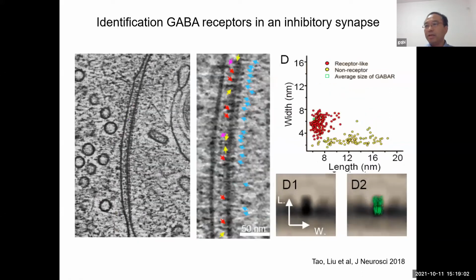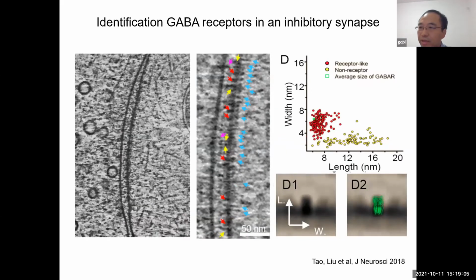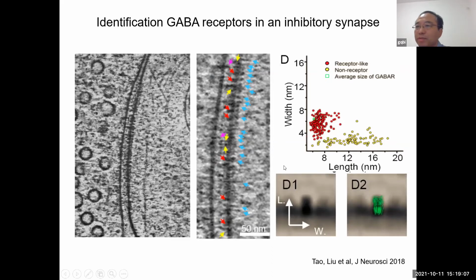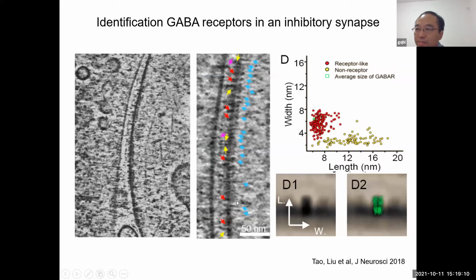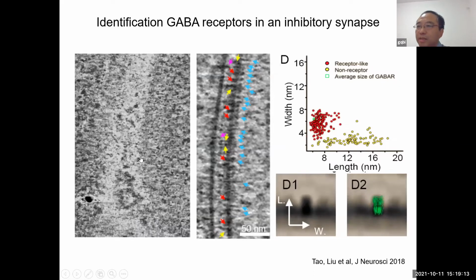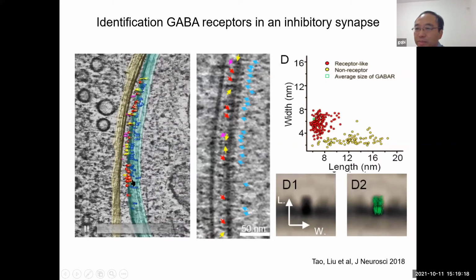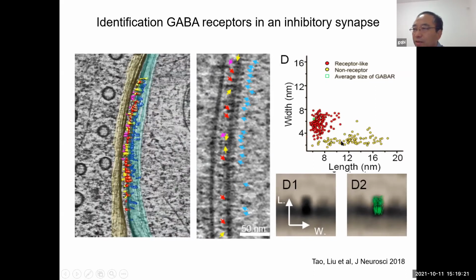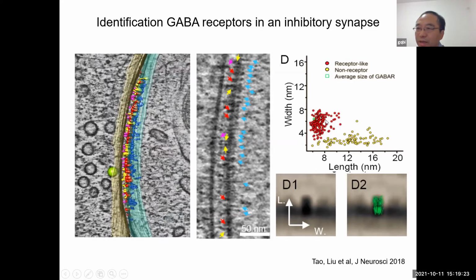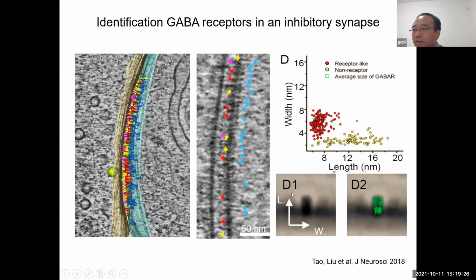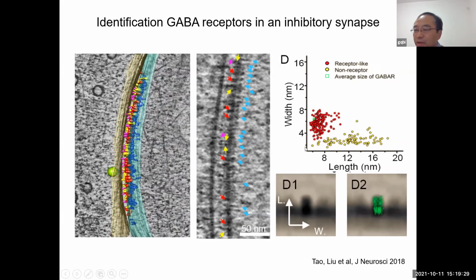So this is an excitatory synapse, and this one is an inhibitory synapse. It has a typical thin postsynaptic density, and we can also see a lot of particles on the postsynaptic membrane. If we classify those particles, there is a distinct cluster, and the average of these particles looks very similar to the crystal structure of the GABA-A receptors.